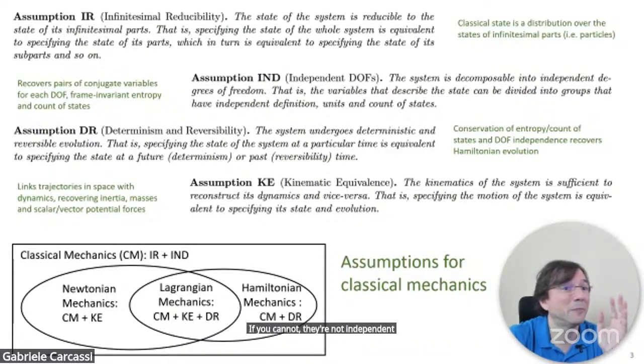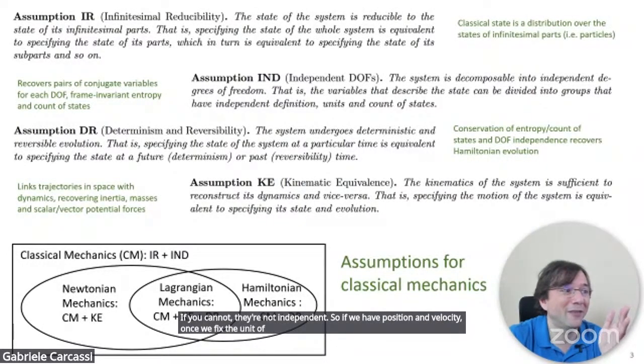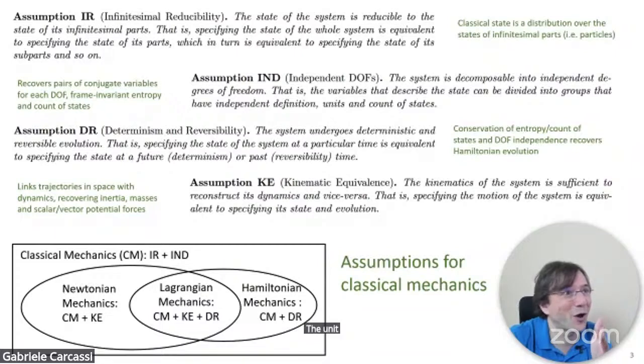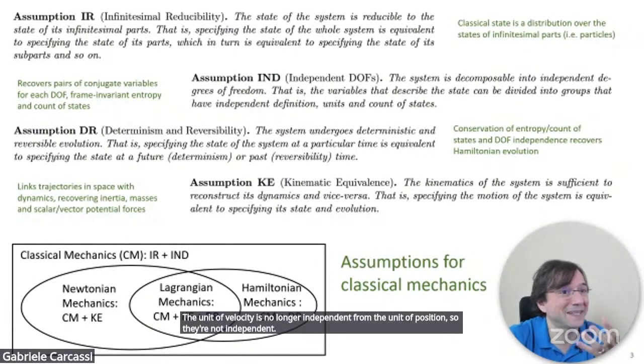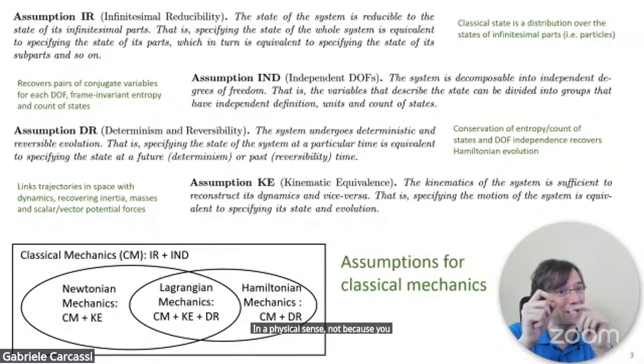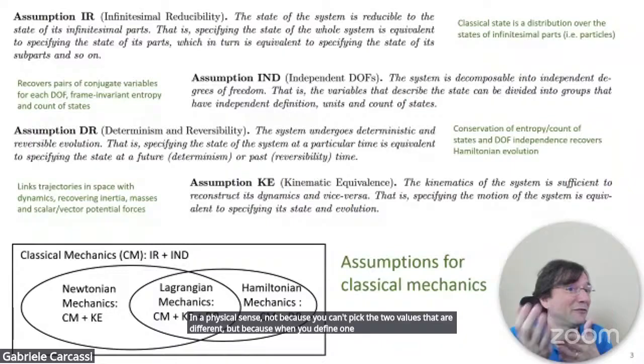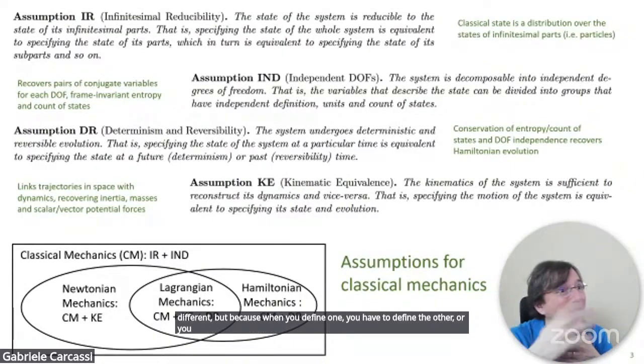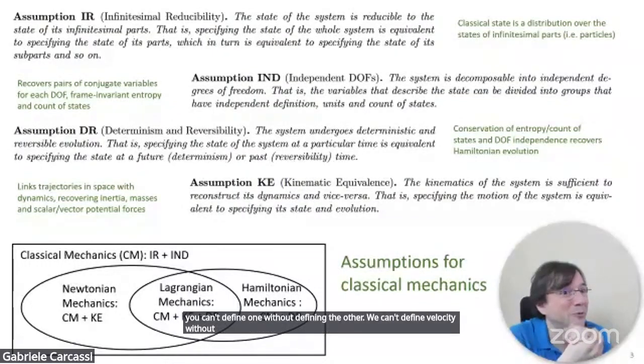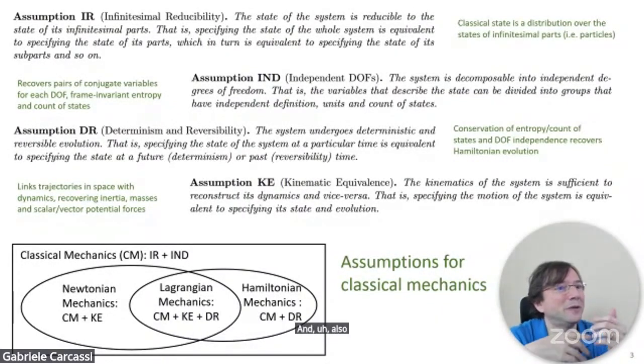So if we have position and velocity, once we fix the unit of position, the unit of velocity is no longer independent from the unit of position. So they're not independent in a physical sense, not because you can't pick two values that are different, but because when you define one, you have to define the other, or you can't define one without defining the other. We can't define velocity without defining position. It just doesn't work.